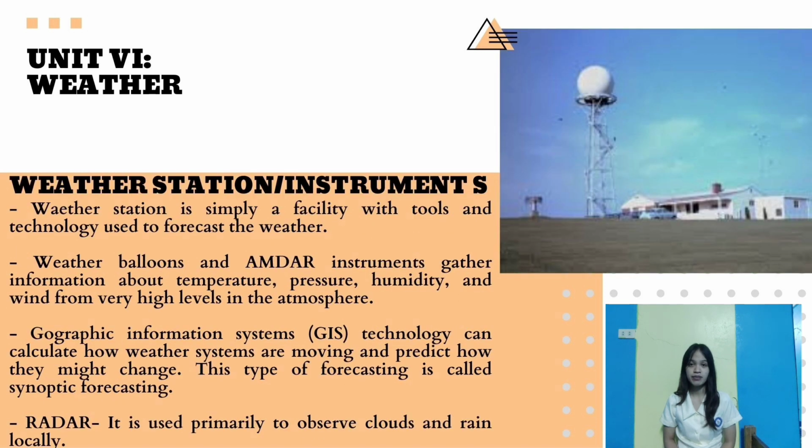A weather station is simply a facility with tools and technology used to forecast the weather. So there are different kinds of thermometers, barometers, and anemometers, which measure wind speeds, that are found at weather stations. Weather stations may also have computer equipment that allows meteorologists to create detailed maps of weather patterns, and technology that allows them to launch weather balloons.